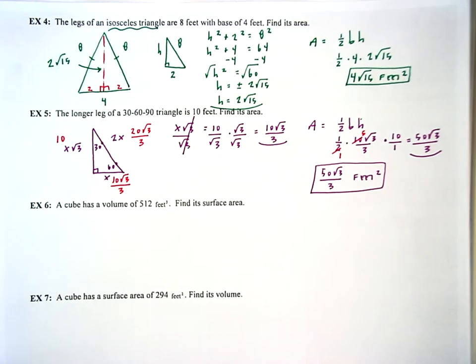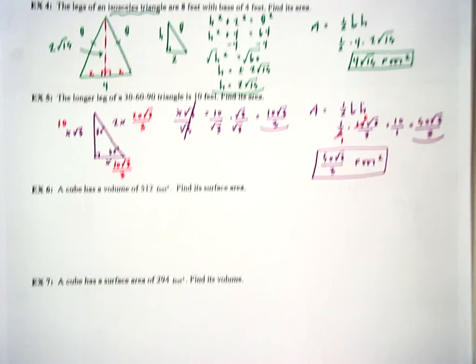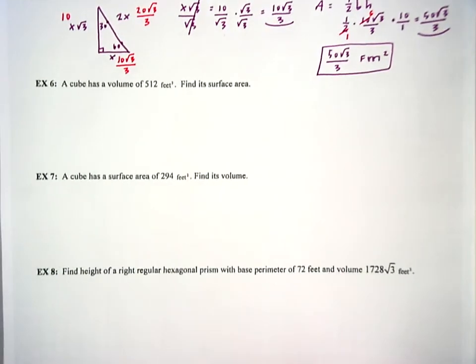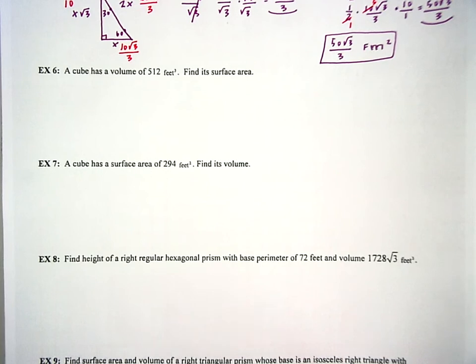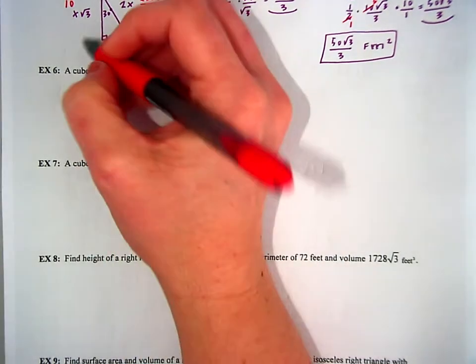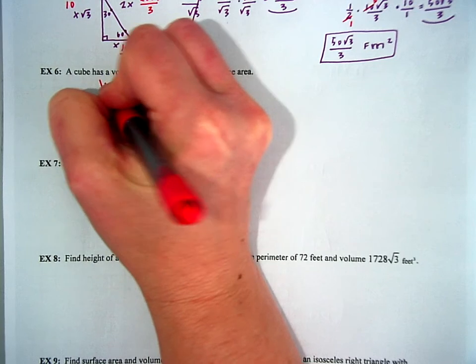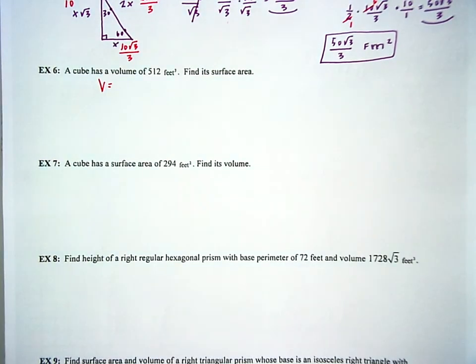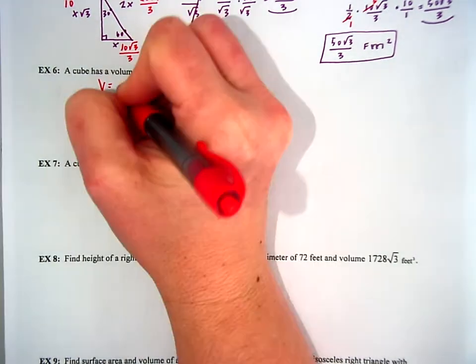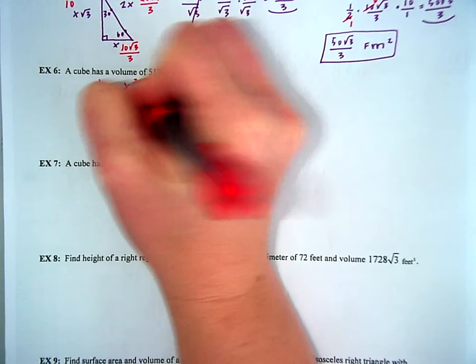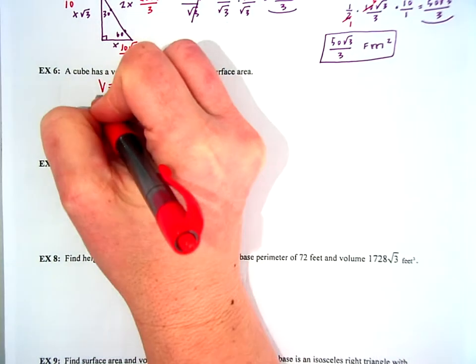If you left that as a mixed fraction, that would be fine as well. All right, for 6, a cube has a volume of 512 square feet. Find its surface area. Okay, so I know that my volume for a cube is going to be a side cubed. So I'm just going to call my side x. So volume is x cubed. Okay, and I'm given that the volume is 512.